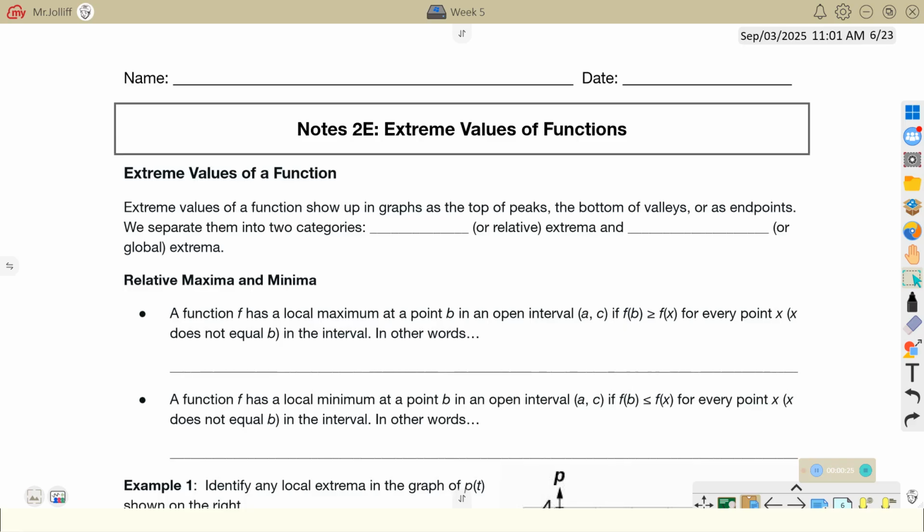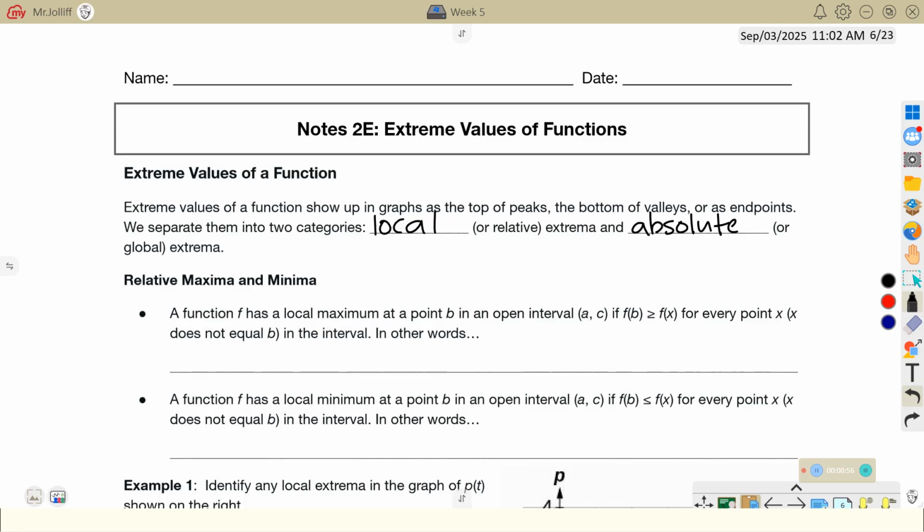The first are called local extremes, sometimes called relative extremes. The other type are called absolute extremes, also called global extremes or global extrema. So local and global, relative and absolute. You can mix and match.